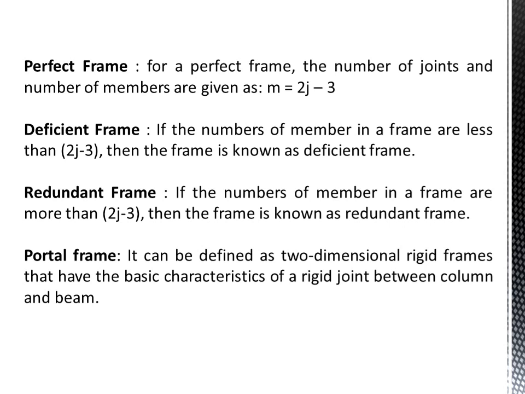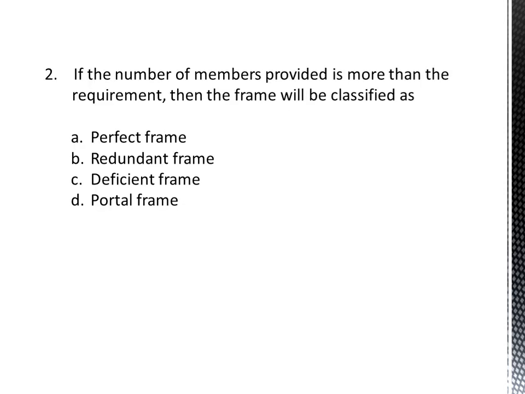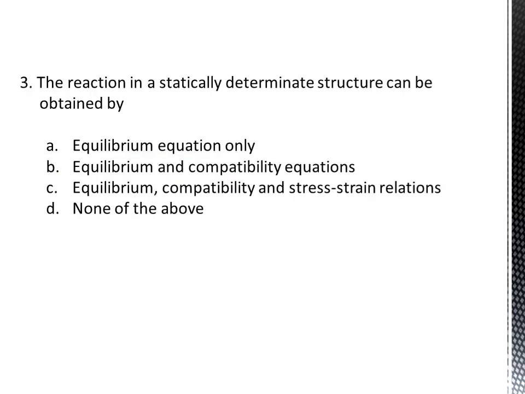Okay, so then what is a portal frame? A portal frame can be defined as a two-dimensional rigid frame that has the basic characteristic of a rigid joint between column and beam. The main objective of a portal frame is to reduce bending moment in the beam, which allows the frame to act as one structural unit. So the answer for the second question will be option B redundant frame.